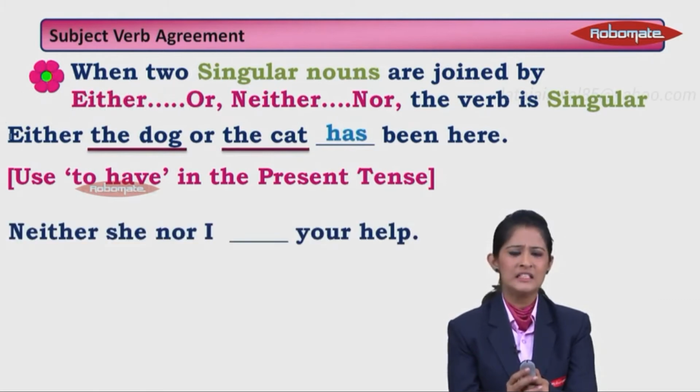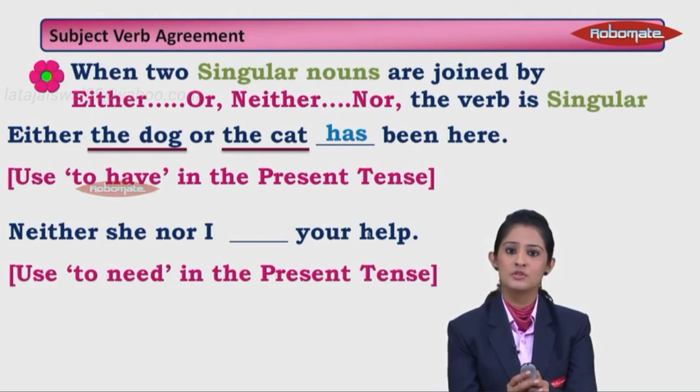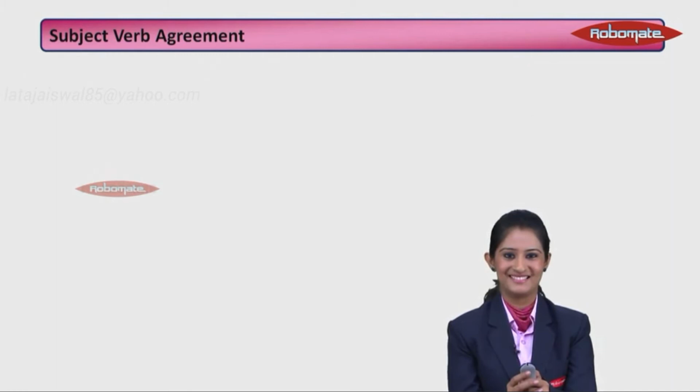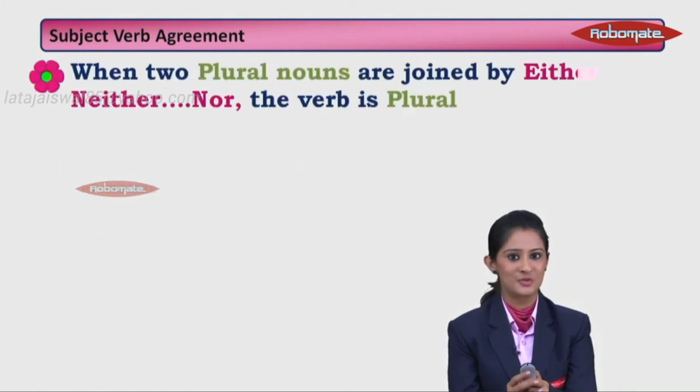Next one. Neither she nor I dash your help. Use to need in the present tense. Now students, are we talking about both she and I? No. We are talking about either of them. Neither she nor I, which means we have an option between the two. And so, since we are talking about singular, we would write need. Neither she nor I need your help. So now we check out the next one.